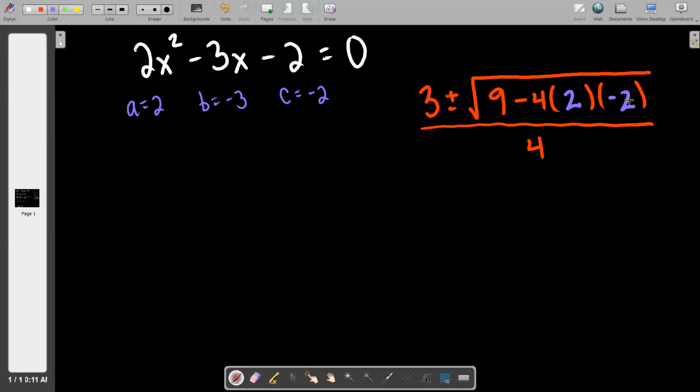And at this point, it's imperative that you just ask yourself this question. I'm trying to coach this into you as a habit. Don't do any real math yet. Just ask yourself, is the inside of the square root going to be subtraction or addition? What's it going to be?